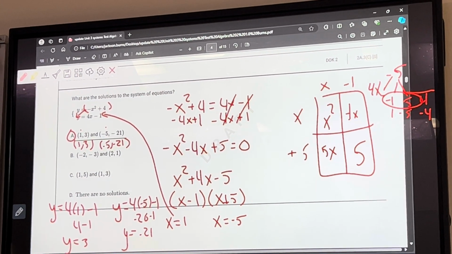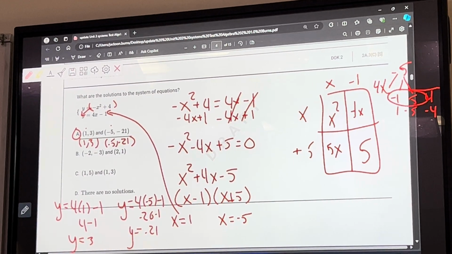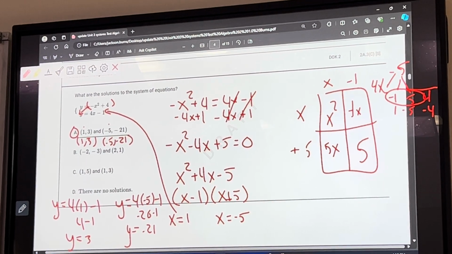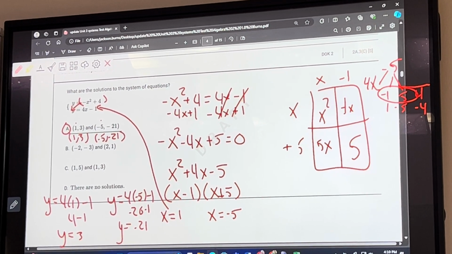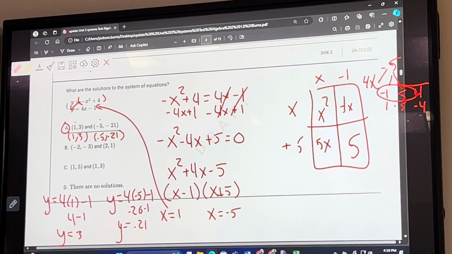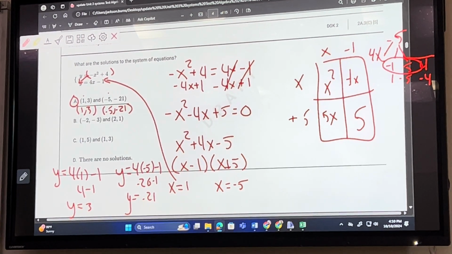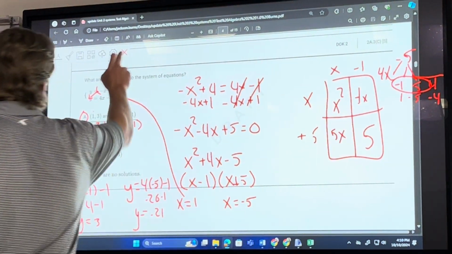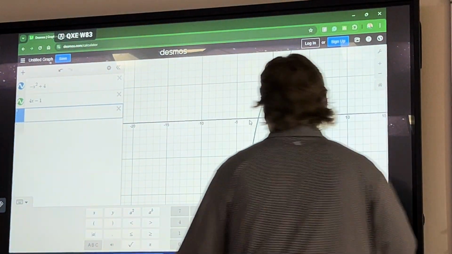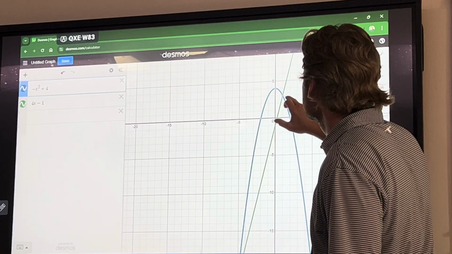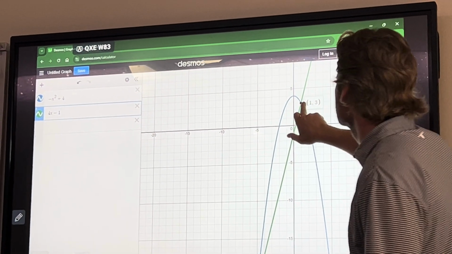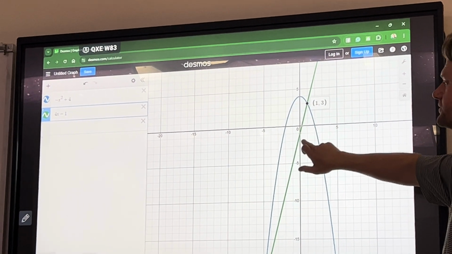So I have negative x squared plus 4 and 4x minus 1. So Desmos will look something like this if you type those in, right? We have my upside down parabola. This point, obviously pretty easy to find. I know it's right here. That's at 1 comma 3.